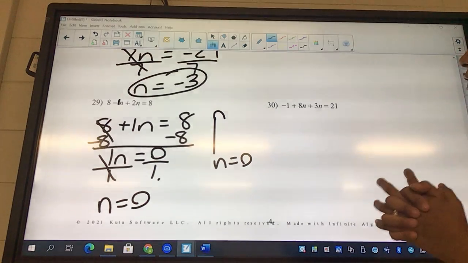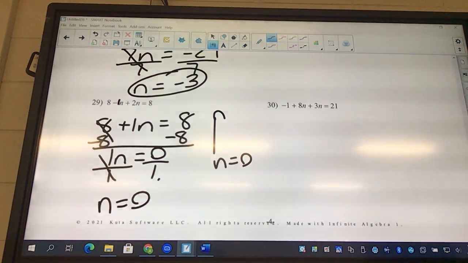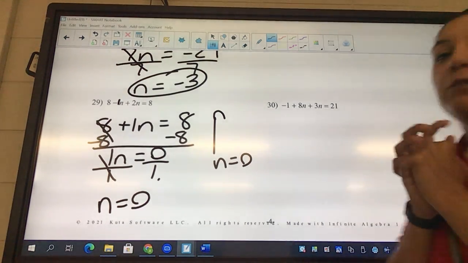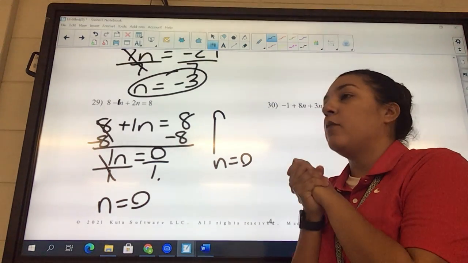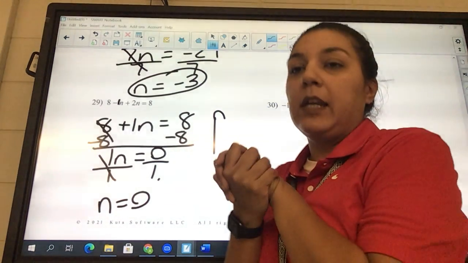Make sure you show all your work. You're going to do all of the other side, so all the evens. Tomorrow is going to be a quiz. Make sure that when you're finished, you take that screenshot and put that on Canvas.